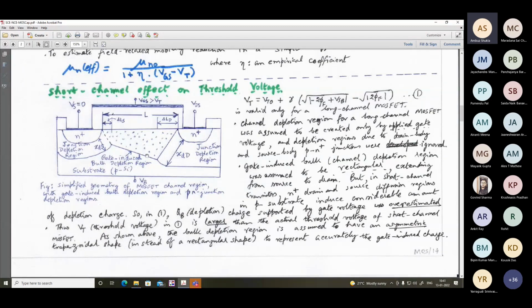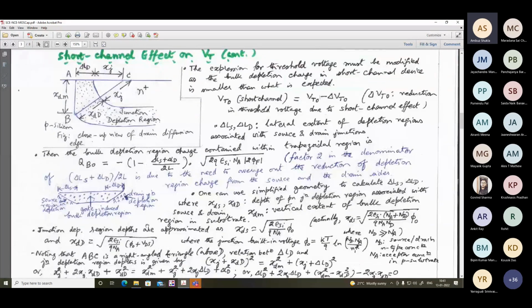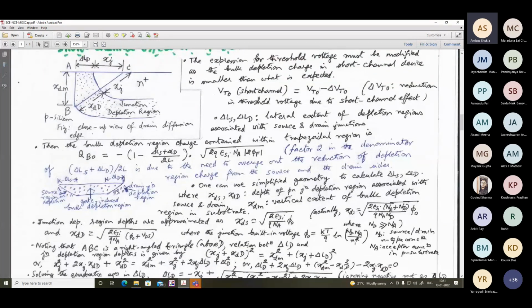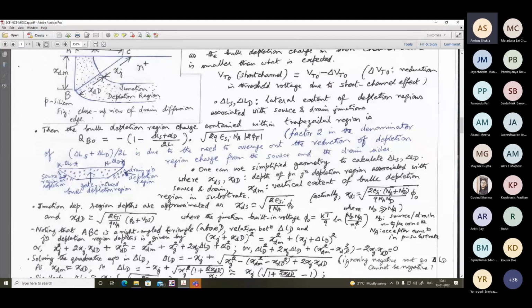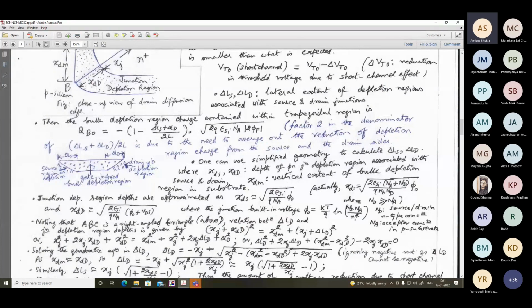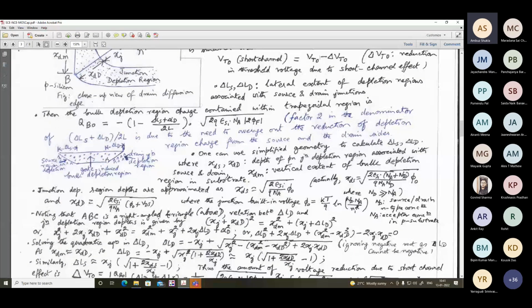That you have to keep in mind. Okay. Now here you see, so basically again to make the picture simpler, I have just written it like this. Suppose again to make things simpler, although it is not strictly speaking a trapezium but a trapezoid. So just to make things simpler to you, I understand that delta LD and delta LS, and XDS and XDD will be different. XDD is larger compared to XDS. But one can use the simple geometry to calculate delta LS, delta LD.